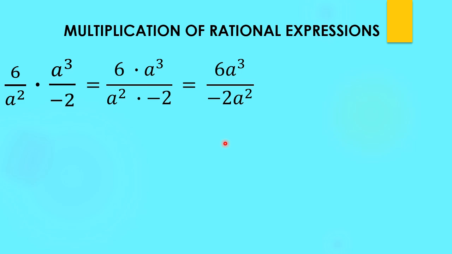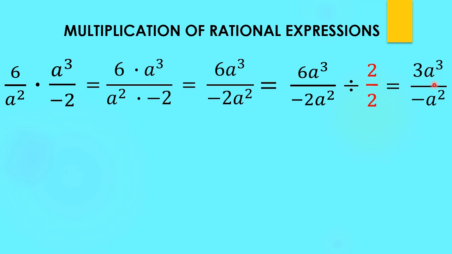And then simplify if possible. To simplify 6a cubed over negative 2a squared, we divide by their common factor, which is 2. So we have 3a cubed over negative a squared. 6 divided by 2 is 3, and then the variable a cubed. And then negative 2 divided by 2 is negative 1. Although it has no 1 beside a, it is understood that there is a coefficient of 1 here. And then the variable a squared.